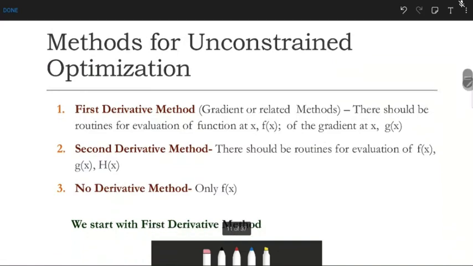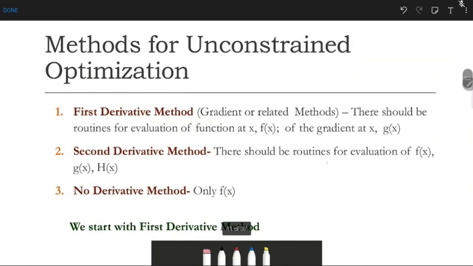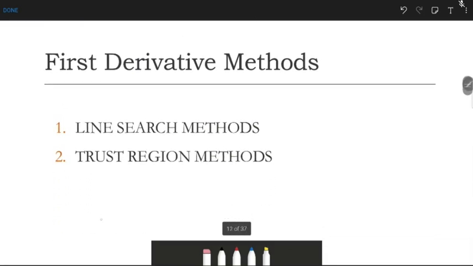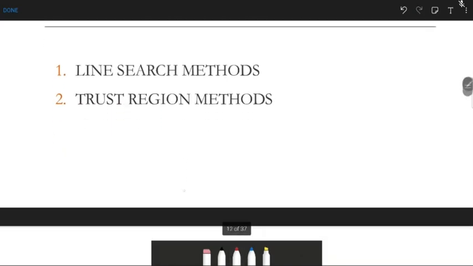Okay. Methods for unconstrained optimization. First derivative method. Gradient. There should be routines. This is telling us that we'll use first derivative, second derivative, or no derivative. There are so many methods. We'll see what the methods are. First derivative methods: line search, trust region methods. I don't remember reading any of this, so I will read it along with you.